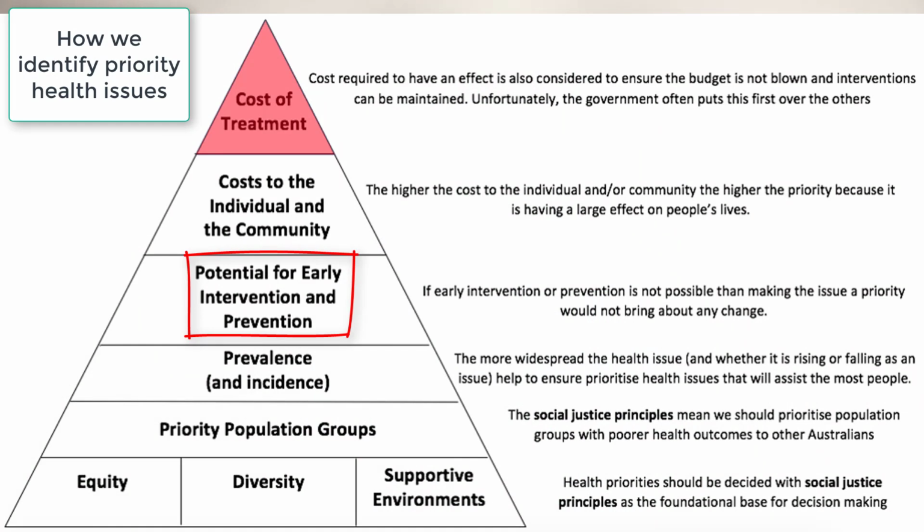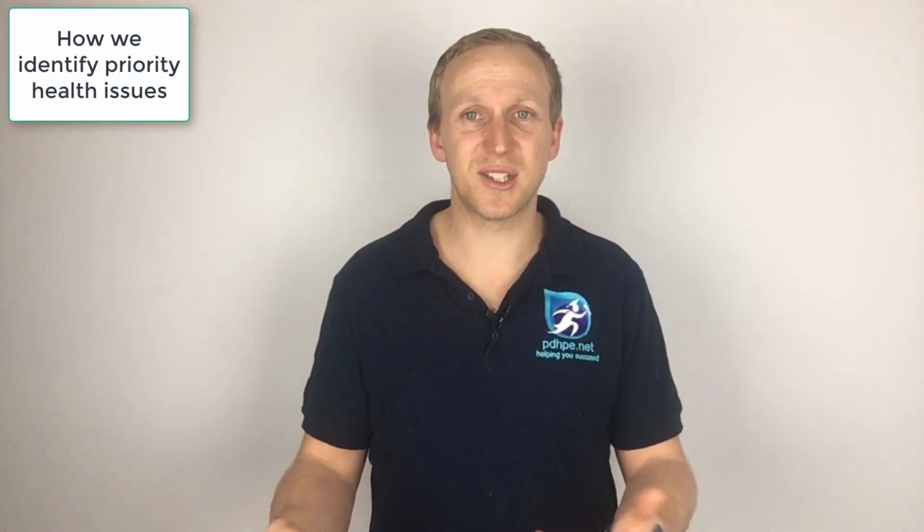If it's not possible, then making it a priority issue would be a waste of our time, a waste of our resources. However, if there is potential for early intervention and prevention to occur that will reduce the burden of the disease and the cost of the disease for the community and the individuals, then that means it's more likely to become a health priority. If the disease has a large cost to the individual and the community, then it's more likely to become a health priority because it's having a large effect on people's lives.